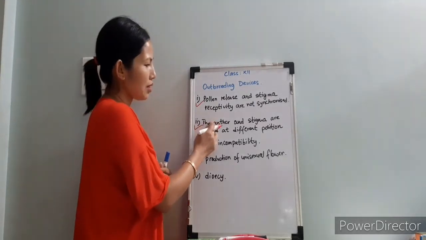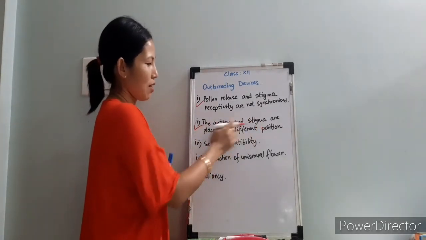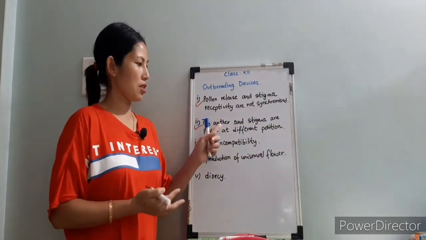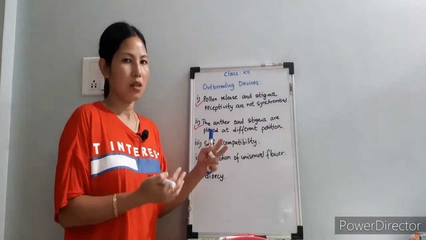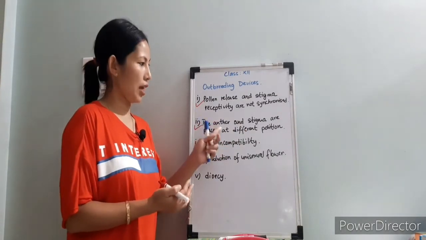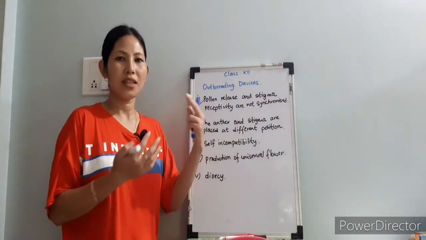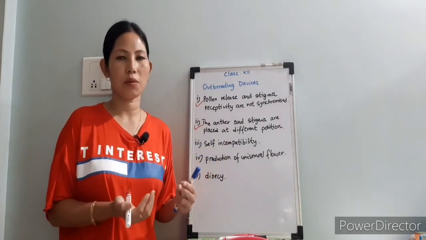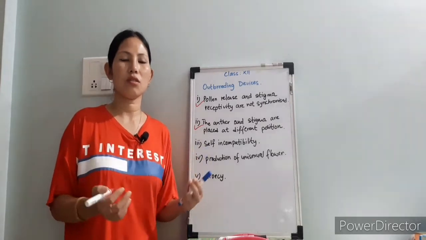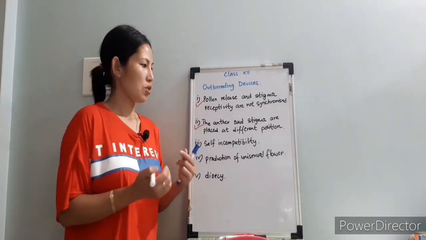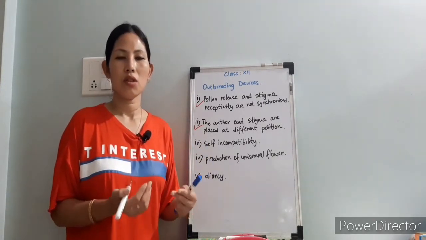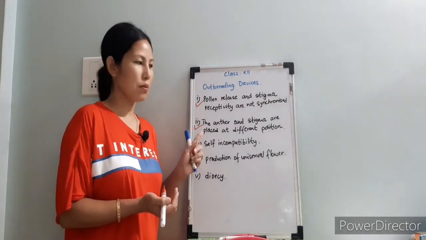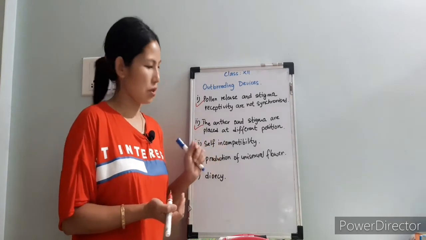Secondly, the anther and stigma are placed at different positions. So the male and female reproductive units, that is the anther and the stigma, are placed in such a way that it is nearly impossible for them to self-pollinate. Means their position is far apart in the flower. So as a result, there will be no self-pollination, right? So this is also another way by which they overcome inbreeding depression.